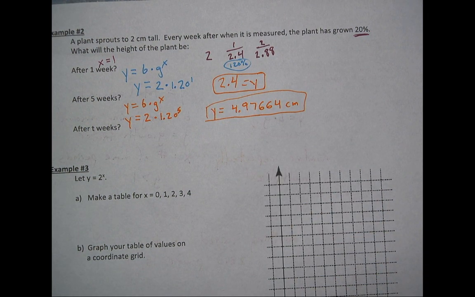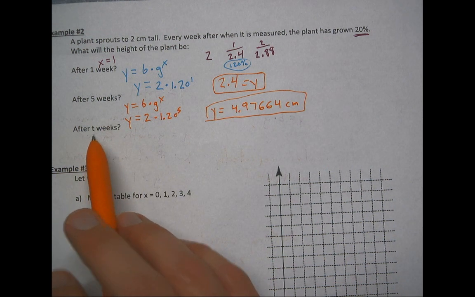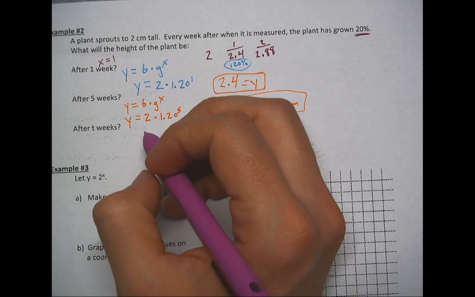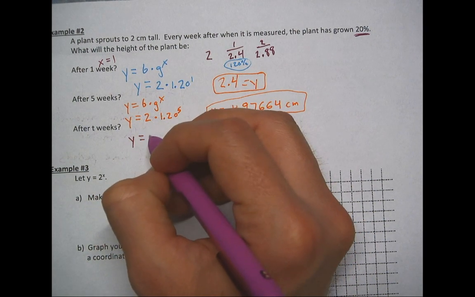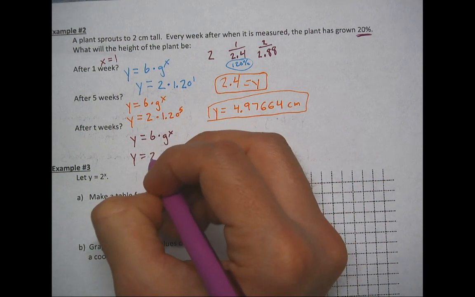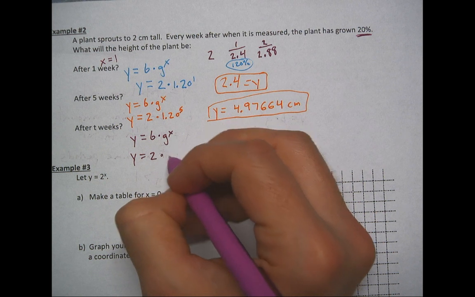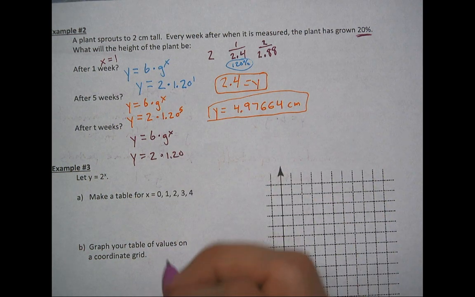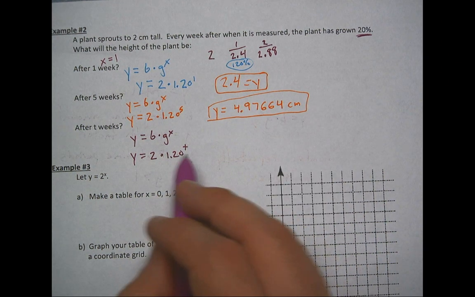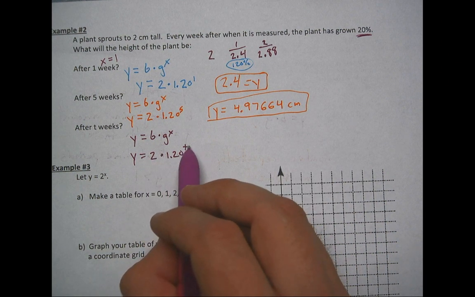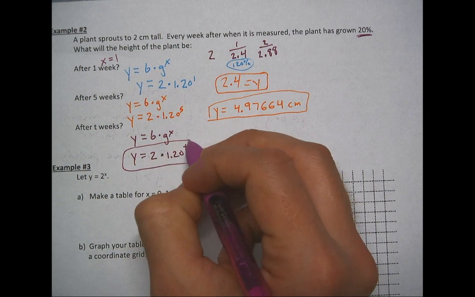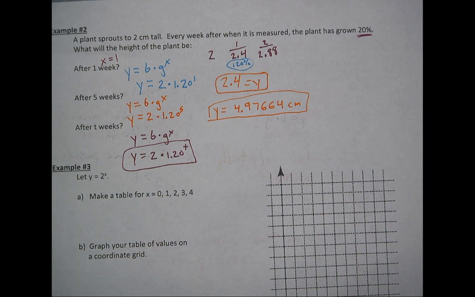And how about after t weeks? So if they put a variable there, they're not actually asking you to calculate something. They're just asking you to set it up and put the variable there. So y equals b times g raised to the x. So we've got 2 times. G is still 1.20. But now it's raised to the number of weeks. So we're just going to put t there. And you can't multiply this and then put the exponent on it because order of operations says I'd have to raise it first. So there's nothing else I can do here. I'm just going to leave it like this.